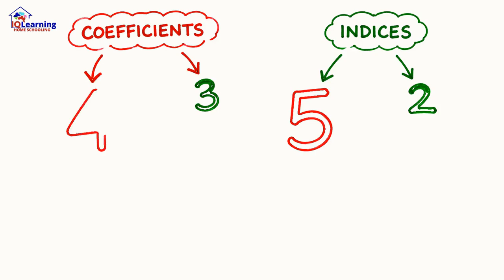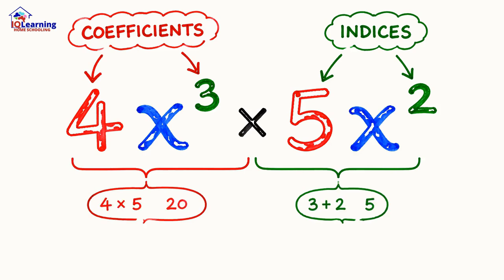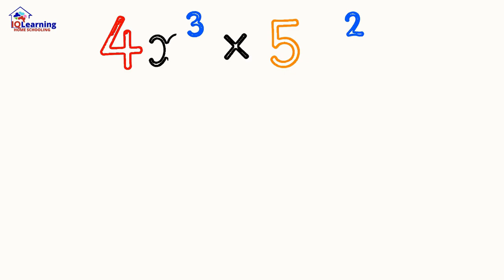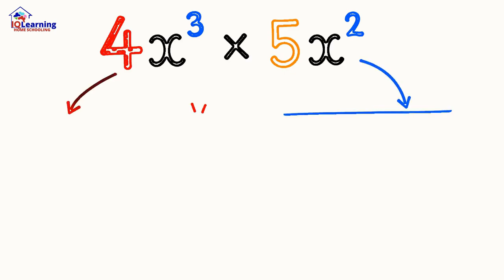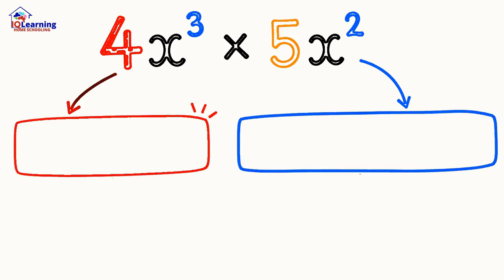However, there's a classic mistake everyone makes at first, confusing the big numbers with the small ones. These are coefficients and indices, and they live by different laws. Imagine simplifying 4x cubed times 5x squared. You treat the coefficients, 4 and 5, with normal arithmetic. 4 times 5 is 20.